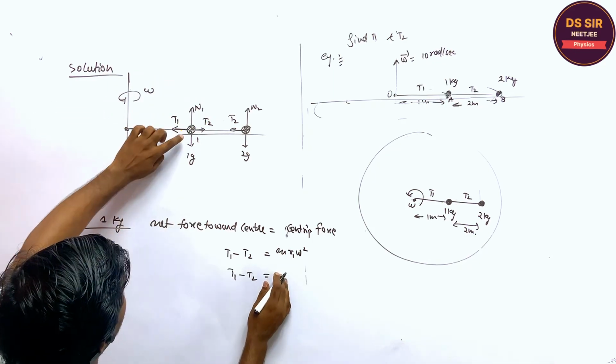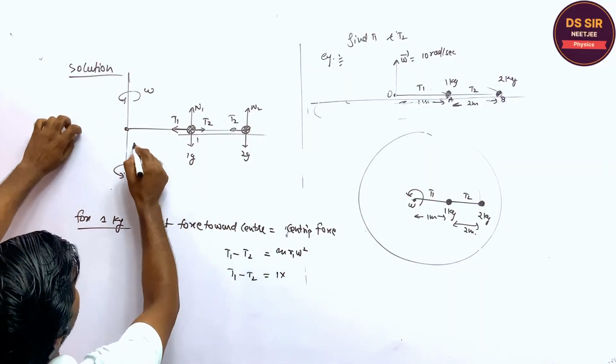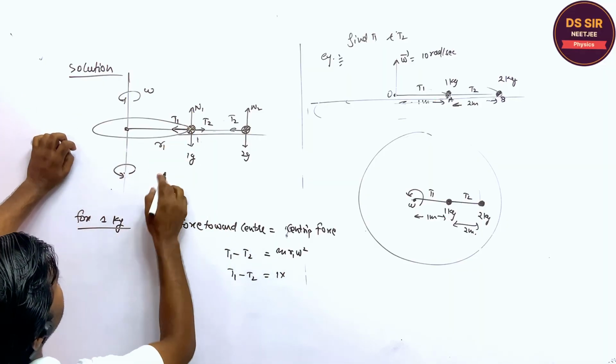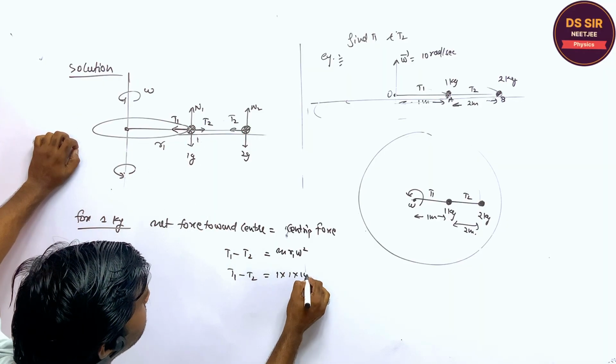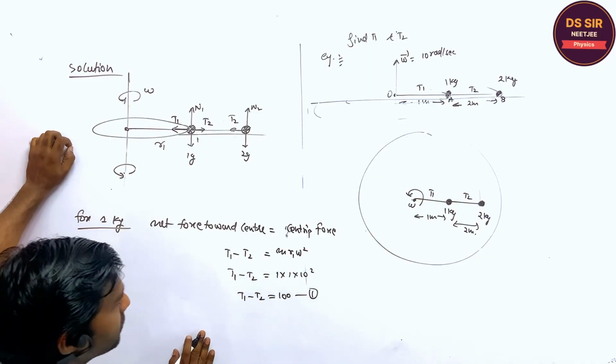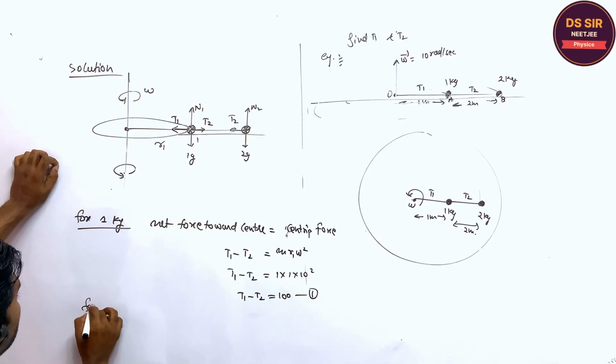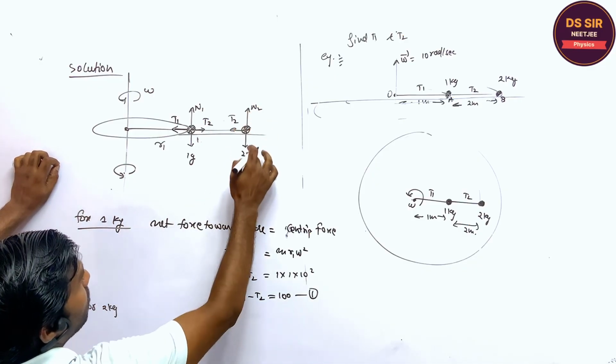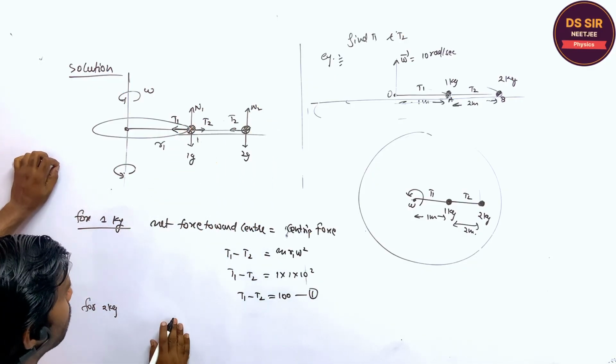T1 minus T2 is equal to m, 1 kg. The radius of this circle is what? Say 1 meter, omega is 10, so omega square is 100. Is it clear? This is the one equation, right? For 2 kg, the normal and 2g will cancel out. What is the net force toward the center?